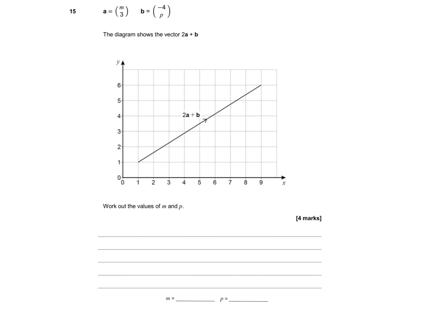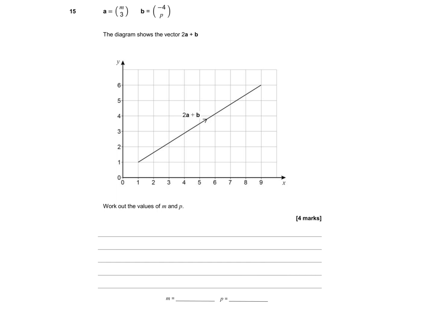Column vectors. They're not actually asking us to add them. They kind of are a little bit, but also on a diagram. There's so many things happening here. We've got question 15. So A is the vector m and 3, and B is the vector -4p.